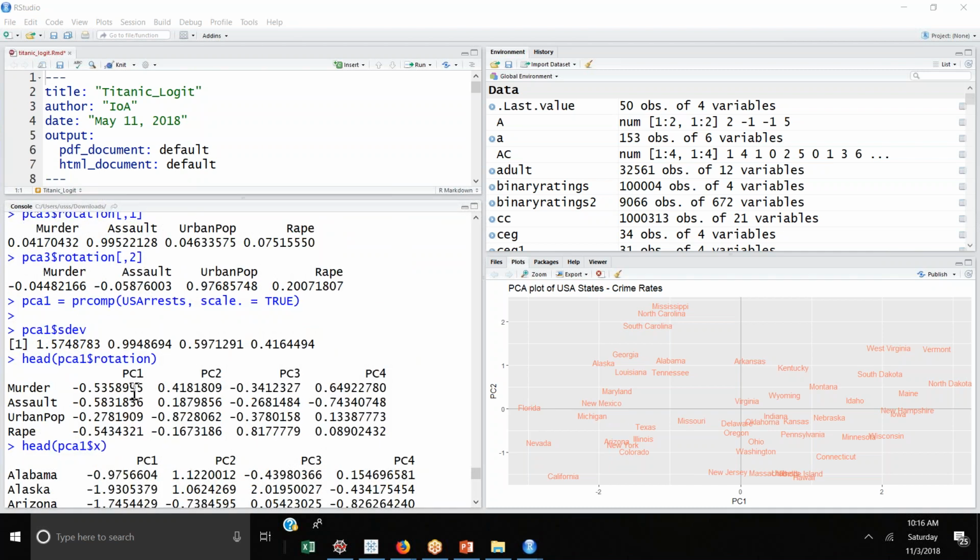Okay, of course. What does PC1 say? It says murder, assault, urban population, rape, everything is less compared to the middle point. On the other hand, PC2 says murder and assault are more than the center point, middle point. But they have less urban population and rape. So PC2 should help me differentiate this. They should have more murder and assault, less urban population and rape. So that is this direction.